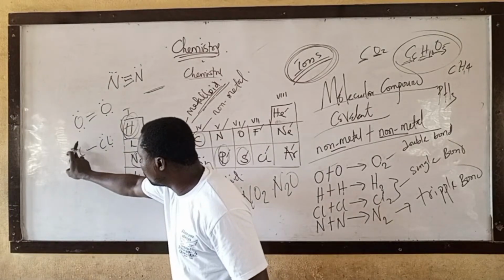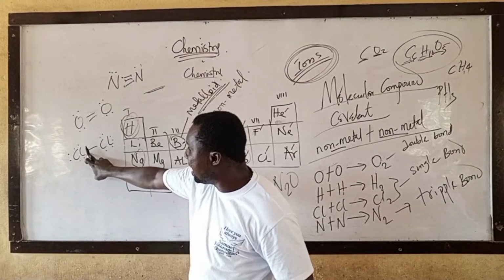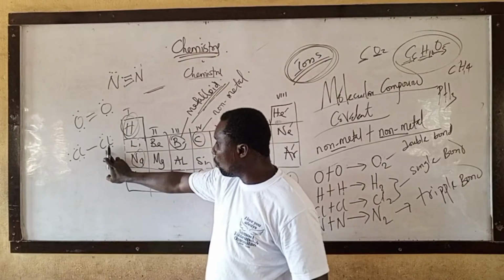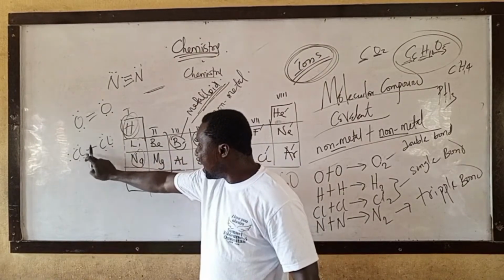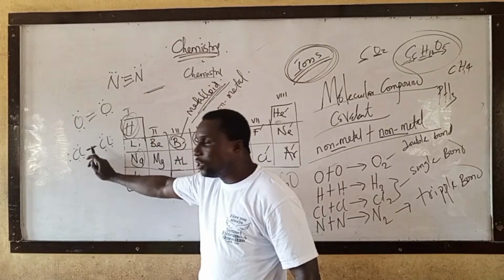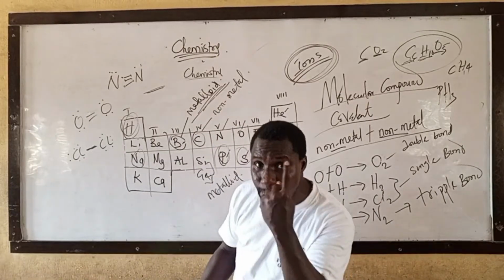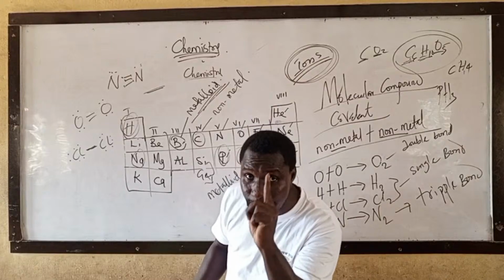That means for this one, 1, 2, 3, 4, 5, 6, 7, 8. For this one, how many electrons? 1, 2, 3, 4, 5, 6. I told you, this one bond means how many electrons? 2 electrons, a pair. 2 electrons means a pair.